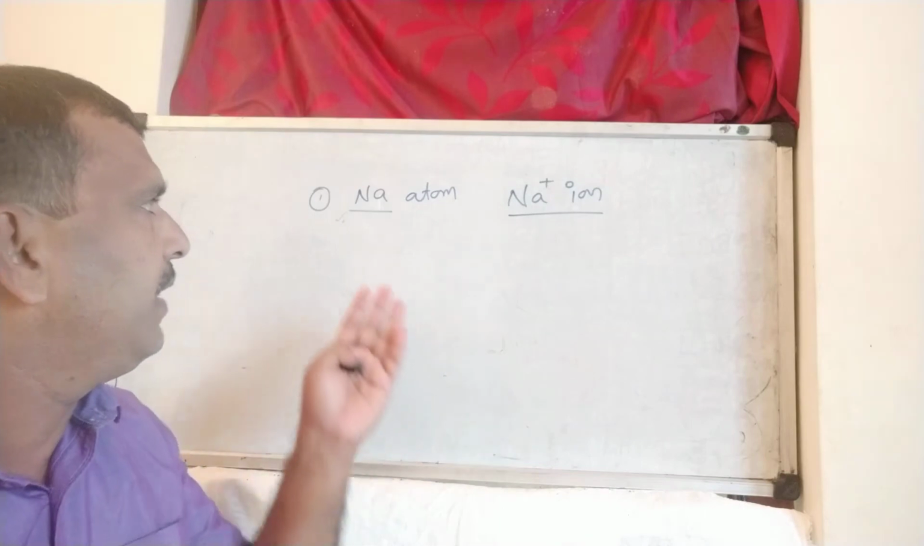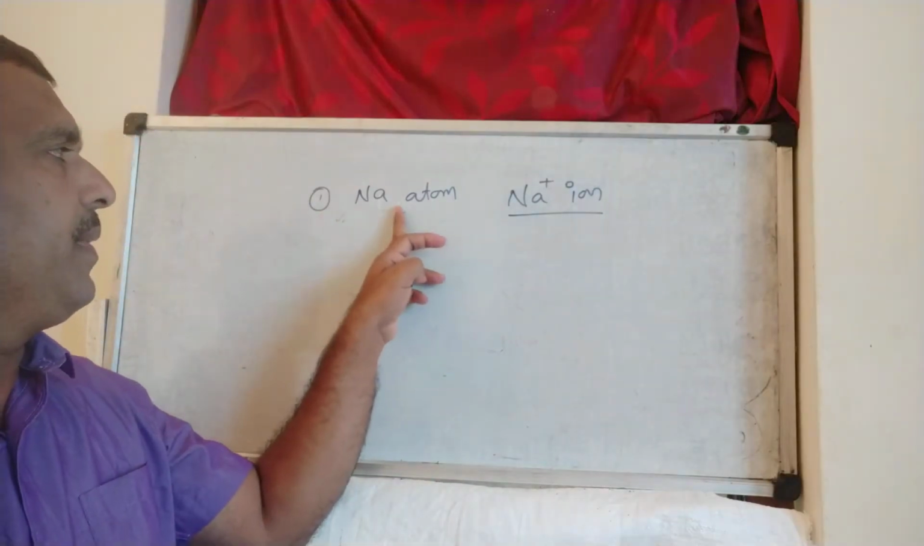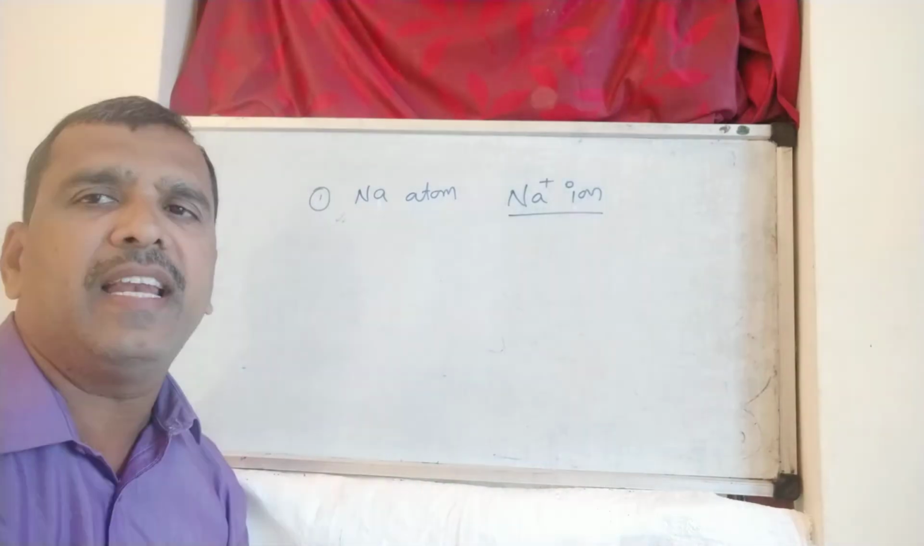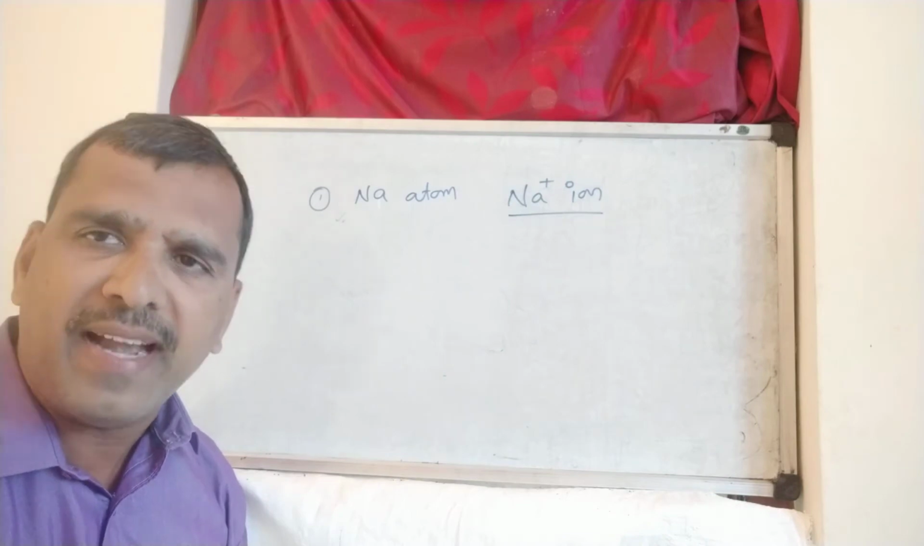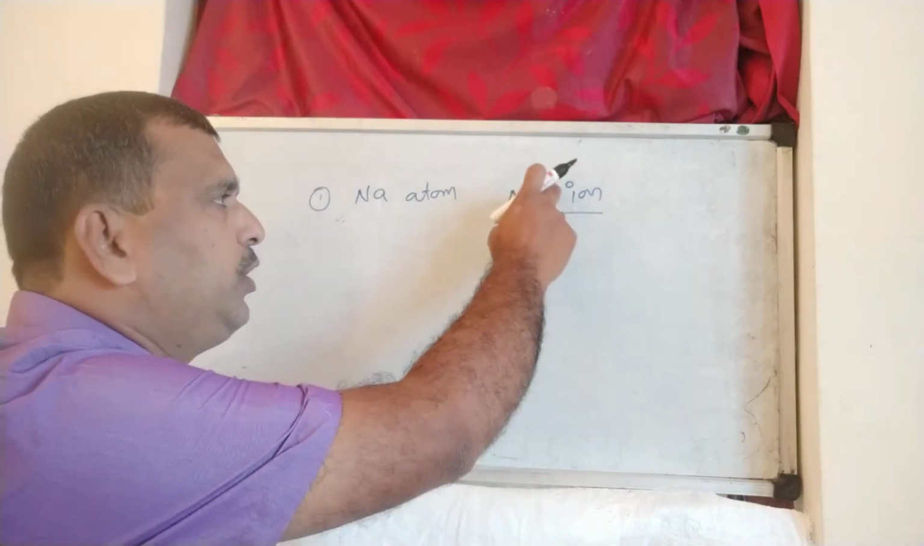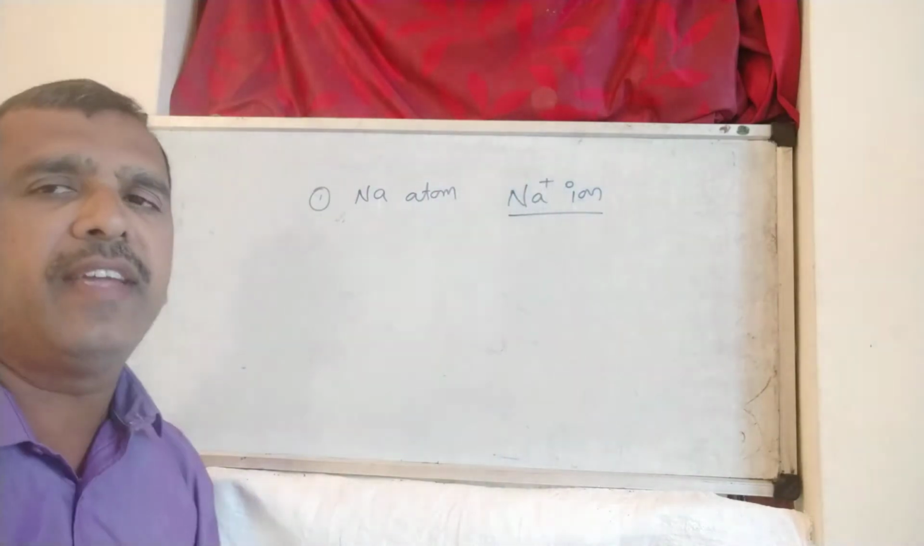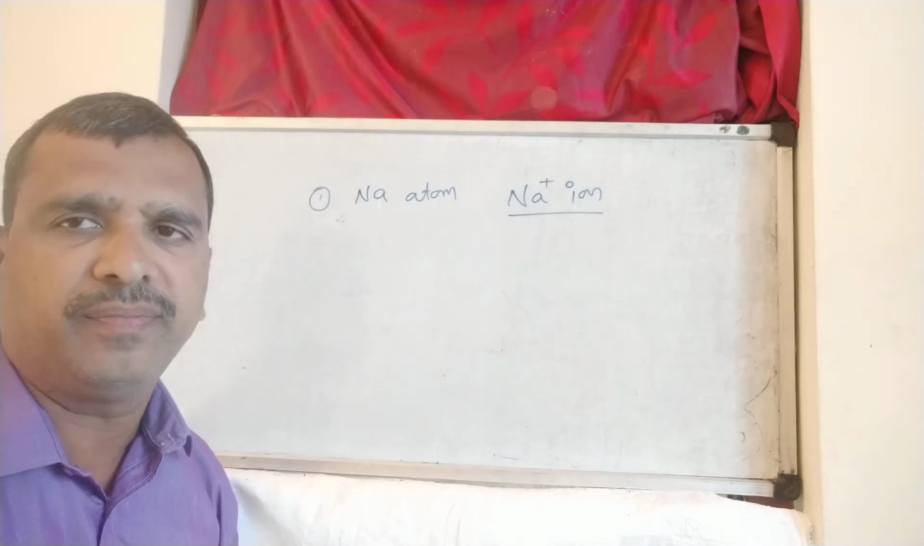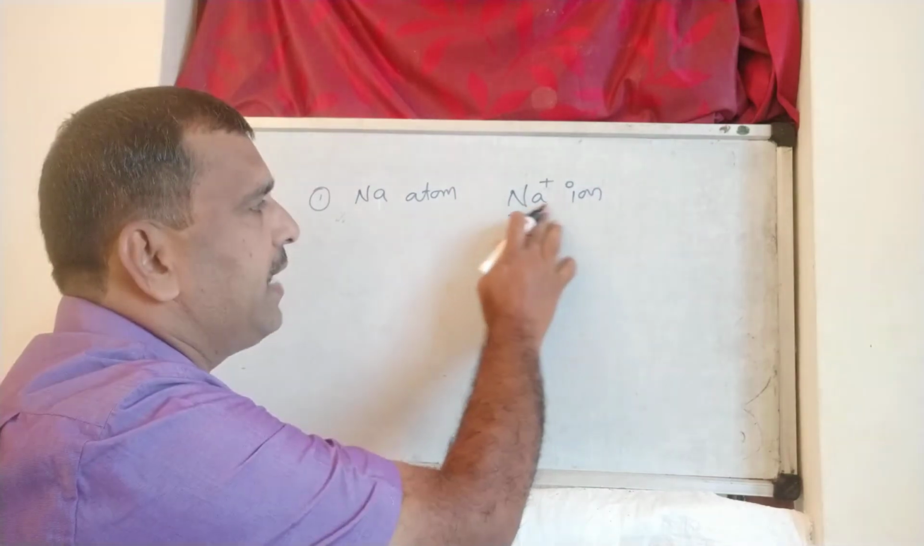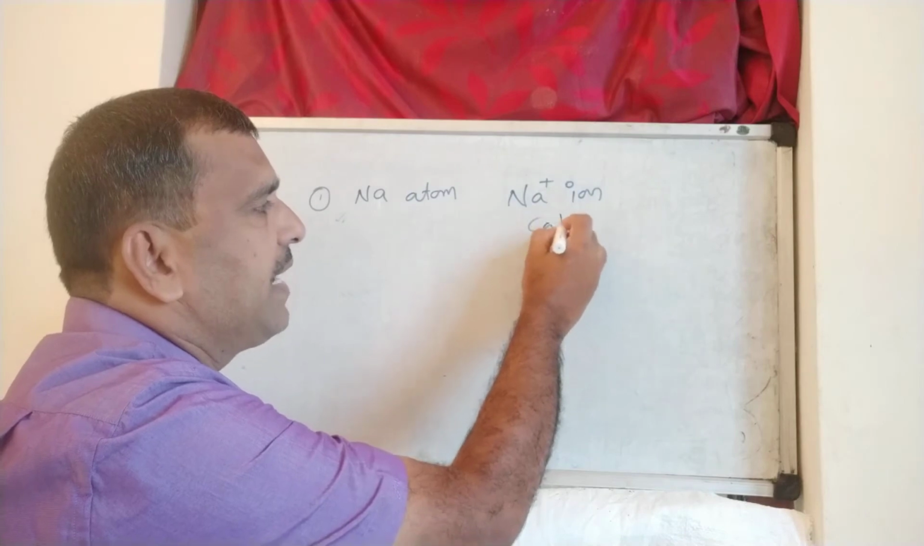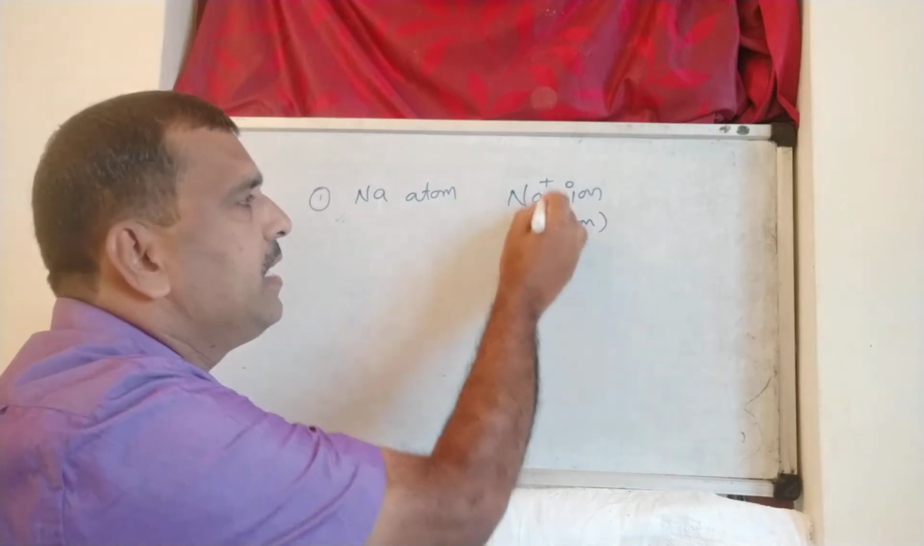Generally, suppose we take a sodium atom. If Na is there, we can call it a sodium atom. If positive or negative ions are there, we call it an ion. If it is a positive ion, we call it a cation. Why? Because it has a positive charge.